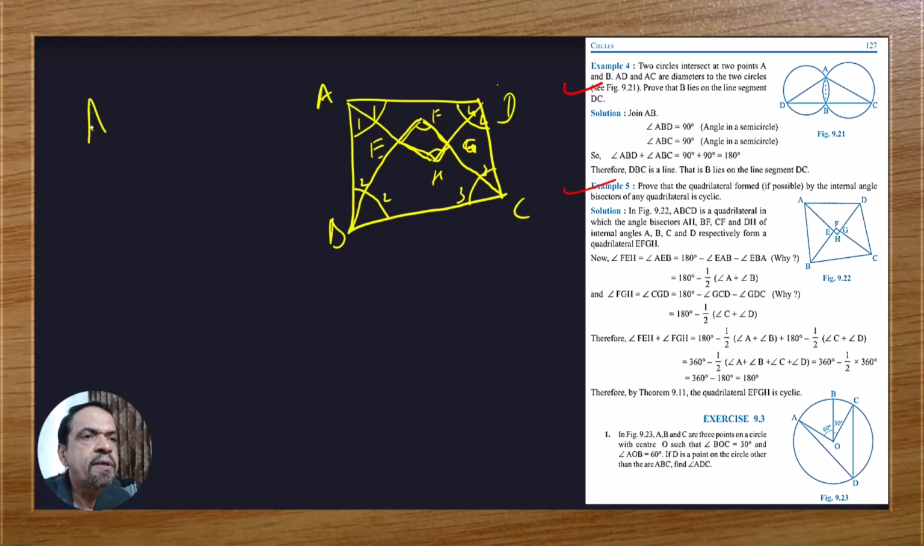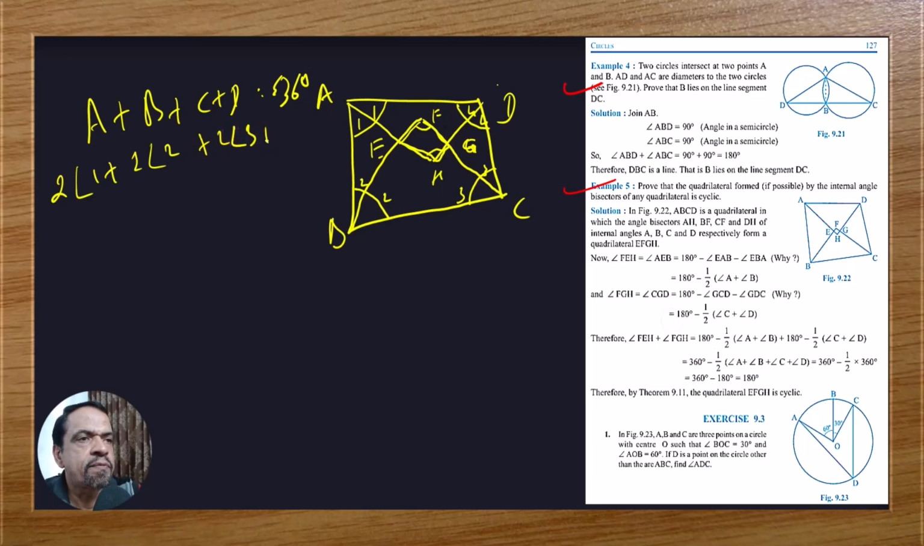By the quadrilateral property, the sum of all angles is 360. So twice 1, twice 2, plus twice 3, and twice 4 is 360. So 1 plus 2 plus 3 plus 4, divided by 2, is 180.